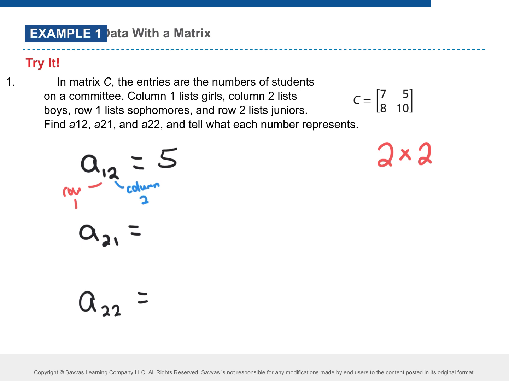Okay, the second one, A of 2, 1. What term's there? Row 2, column 1. 8. Yep. And then A of 2, 2. What is row 2, column 2? 10.